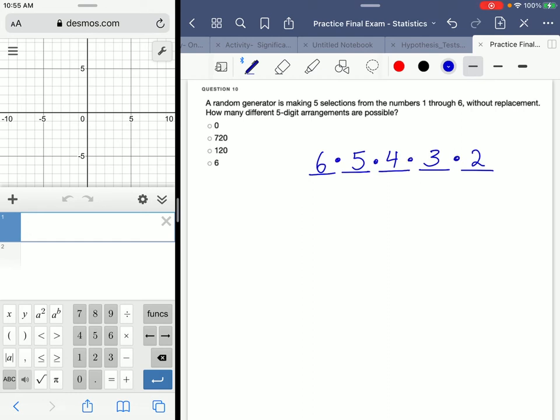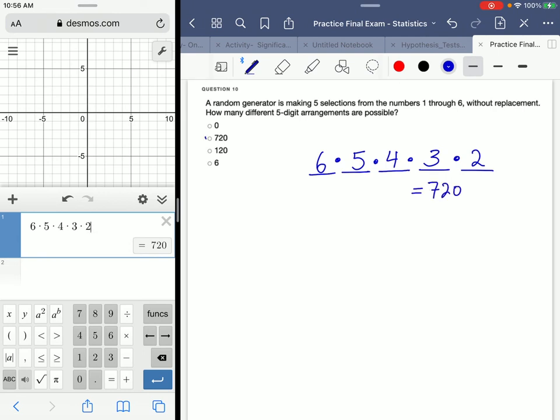All right, and so we just do a quick product on a calculator. We can do it right here. And we get, oh, I missed a 4. And you get 720.